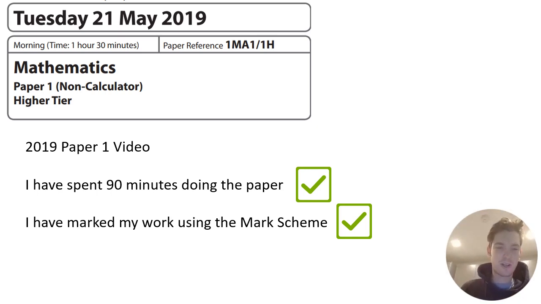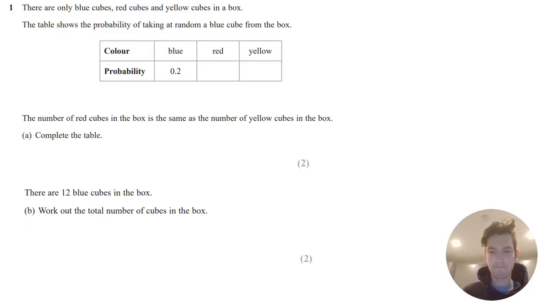This is the next past paper video. This time we're on to the 29 series. This is paper 1, so it's a non-calculator paper. Hopefully you have spent 90 minutes doing the paper first. As always, if you want to go through all the questions with me, I'm going to go through all the questions today, but please make sure that you have had a go at the questions first. Let's start off with question 1.